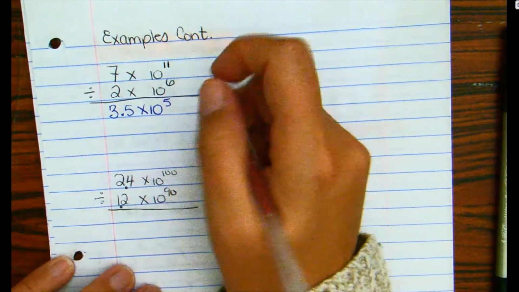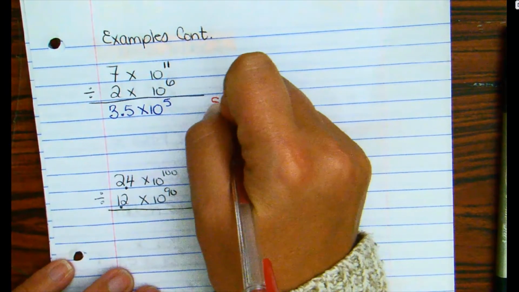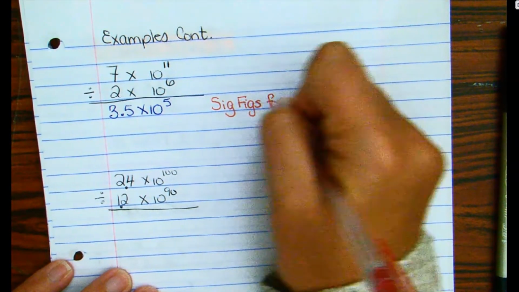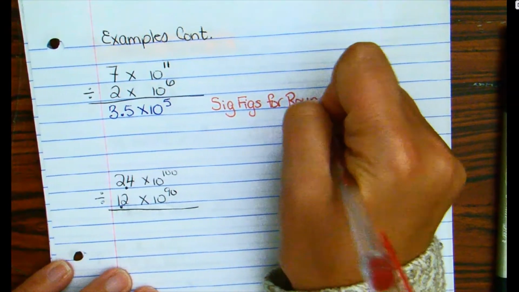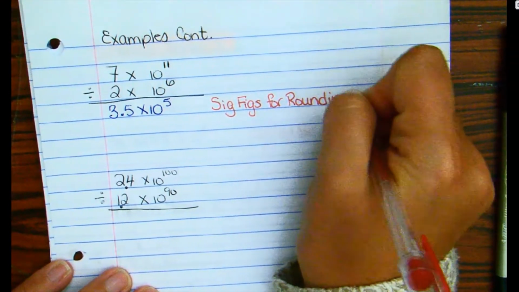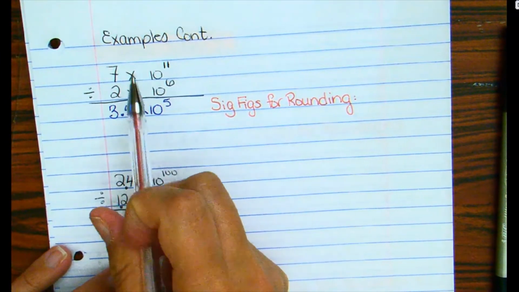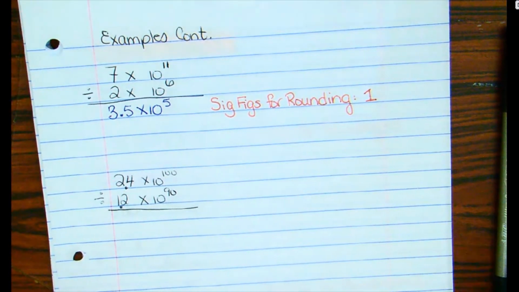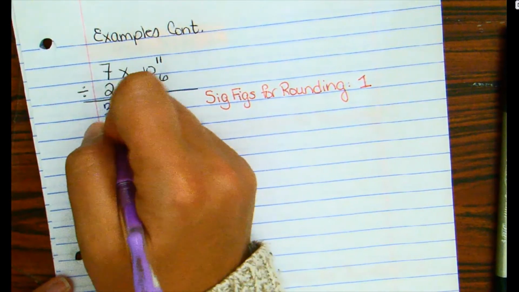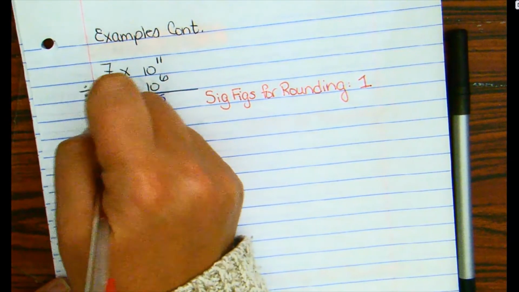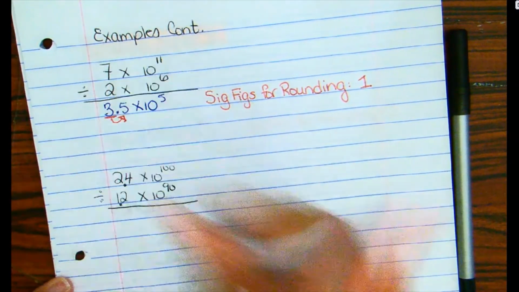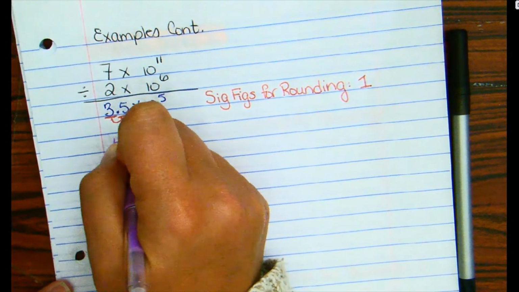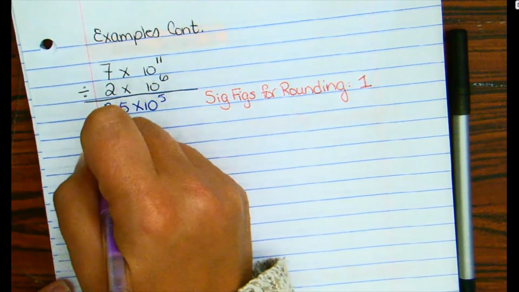So, but let's remember, we got to count our sig figs for rounding. So, remember, it's the least, so 7 and 2 each have 1 sig fig. So we have to round to 1 sig fig. So we're going to underline that first sig fig and then look to the right. That's 5 or above, so that becomes 4. So our final answer is 4 times 10 to the 5th.